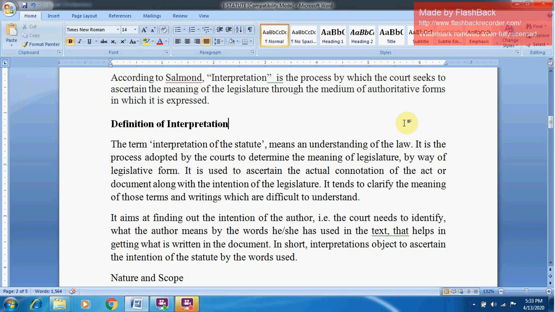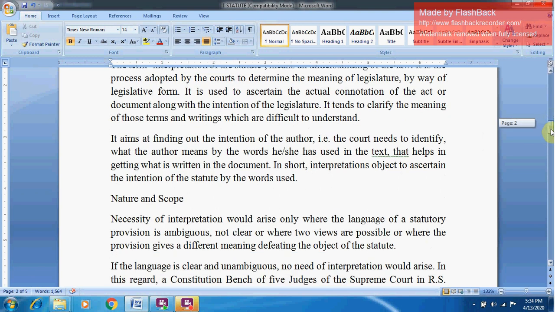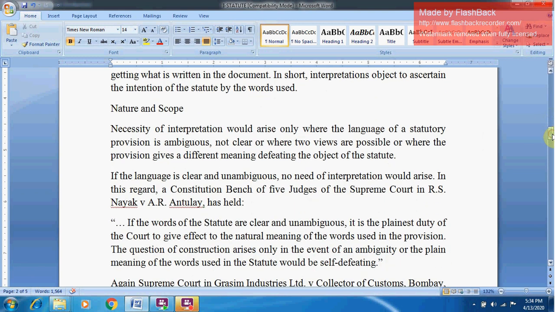If you take the further explanation of it, here the author means the parliament or legislature, or the body which makes the rules, enactments and regulations. And that is the author, whose intention is to be interpreted according to the text and according to the context. Now let's see the nature and scope.